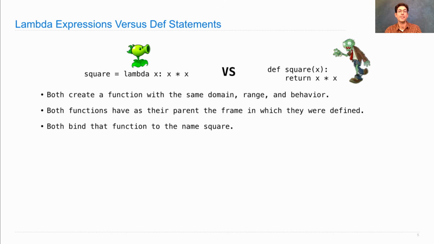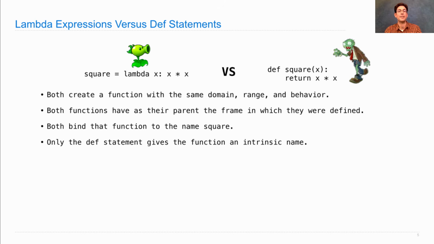Both bind that function to the name square. Well, they do it in very different ways. So this first creates the function with no name at all. And then it's the assignment statement here that binds that function value to the name square. Whereas in a def statement, both of those things happen automatically. This creates a square function and binds it to the name square, all as a byproduct of executing the def statement. Aha, we found a difference.